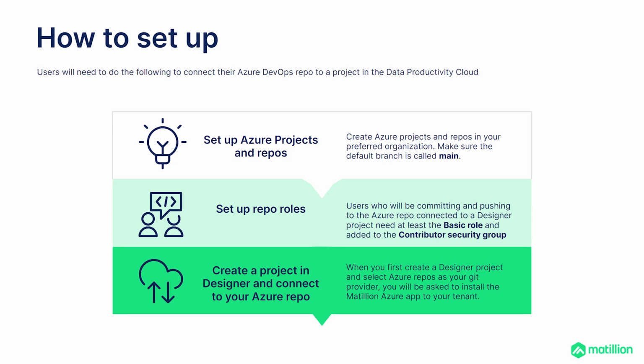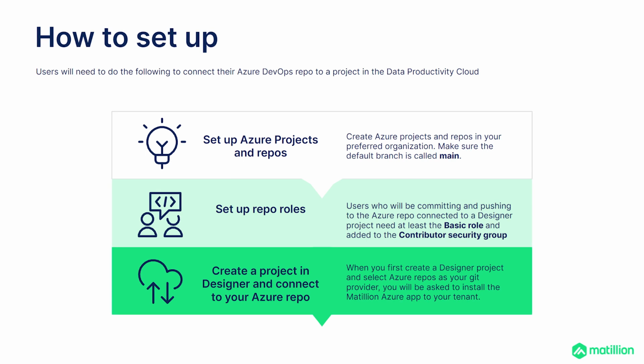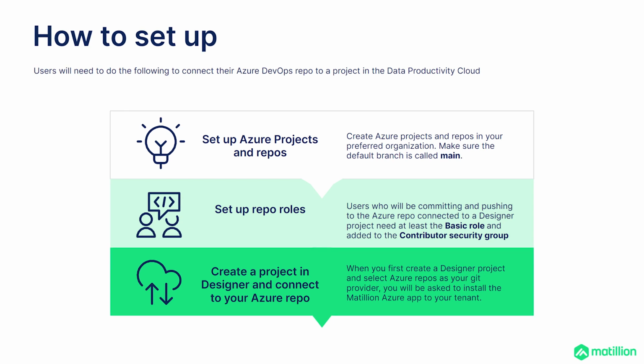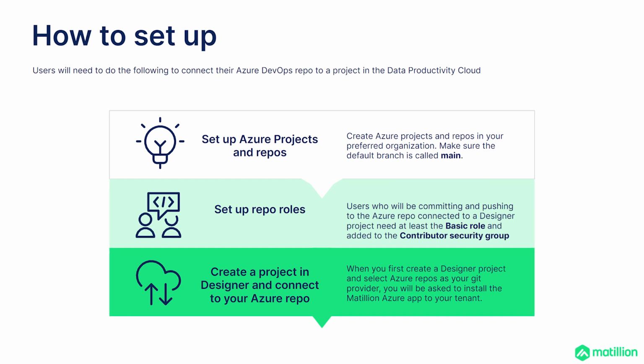If your Matillion Azure app is not installed yet in your Azure tenant, you'll be asked to do so. If it is already installed, then all you have to do is go through the authorization process to allow the app to act on your behalf. This will ensure user permissions you've granted in Azure will be respected in the Data Productivity Cloud, and any Git actions you perform in Designer are properly logged in Azure DevOps. But we'll run through this and everything else now.